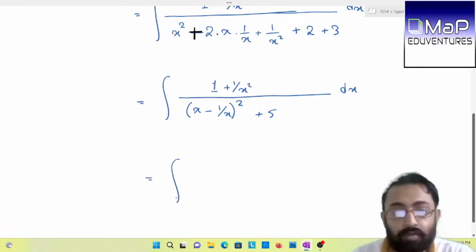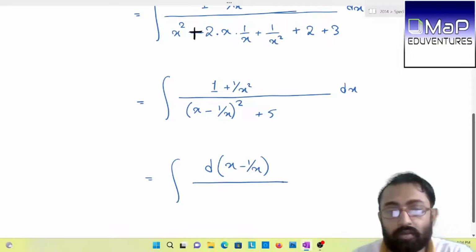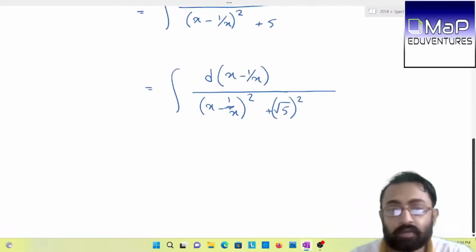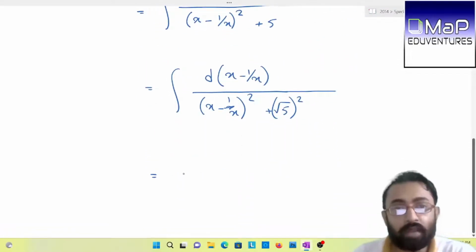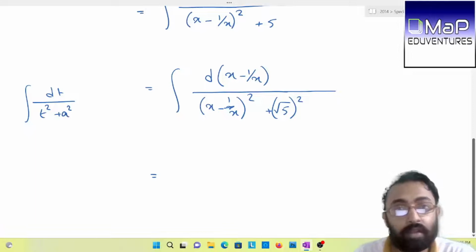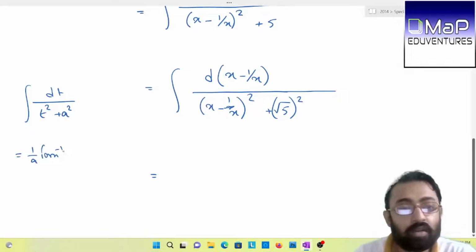Now let me substitute and make the numerator as d of x minus 1 by x, and you can verify that you are going to get exactly the denominator. Alright, so almost done. So here we will write root 5 square. Now we have a form of integration dt by t square plus a square, which will be giving me 1 by a tan inverse t by a.